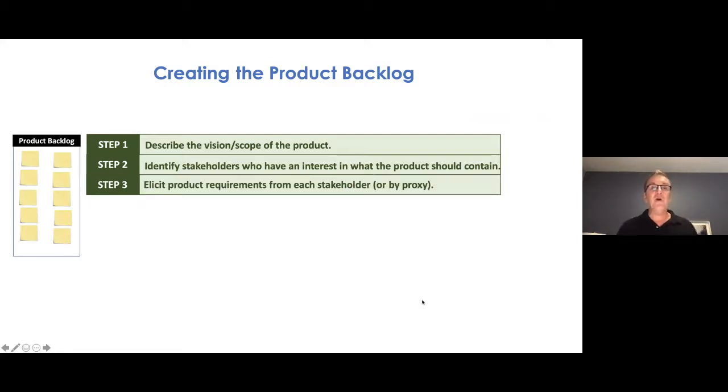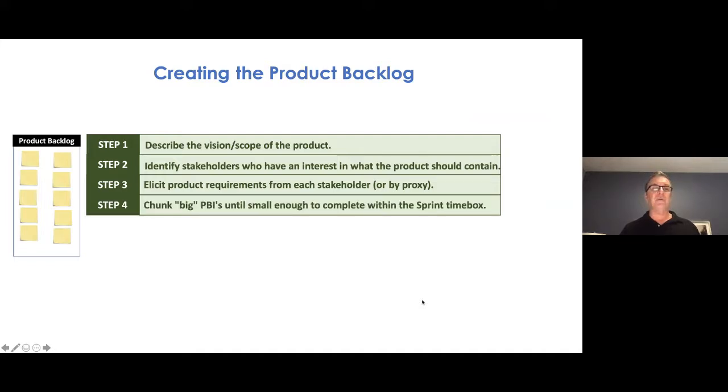Step three is, once we know who our stakeholders are, let's find out what they want the product to contain. We get their requirements, we elicit them, either directly by talking with them or by proxy, having somebody represent them. I'm going to describe each of these steps with examples. Then once we have the stakeholder requirements, then we can chunk them or make them smaller so that they align with the time boxing in Sprint, in Scrum.